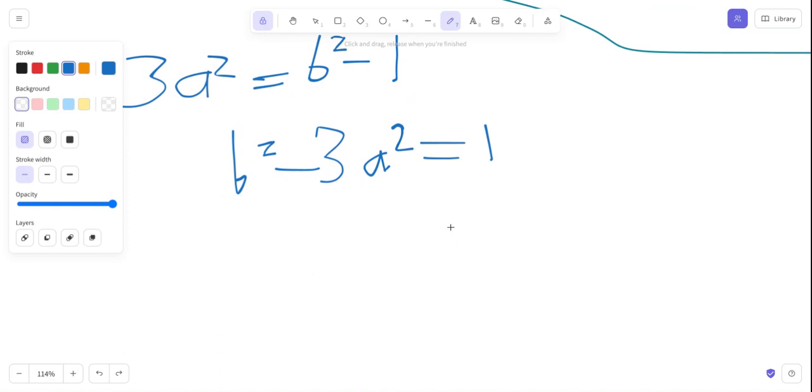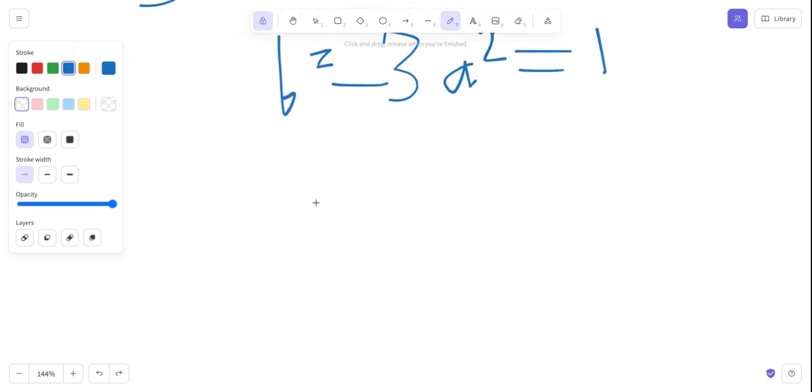So we would use b minus root 3 a. Wait, sorry, what am I doing?